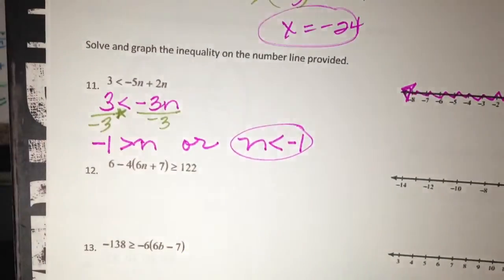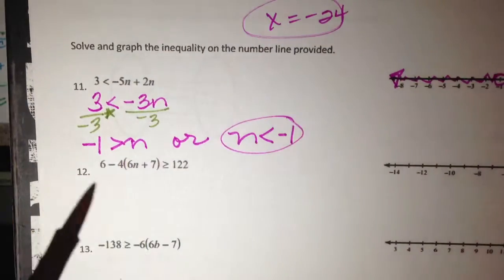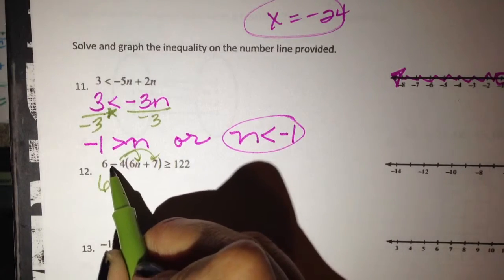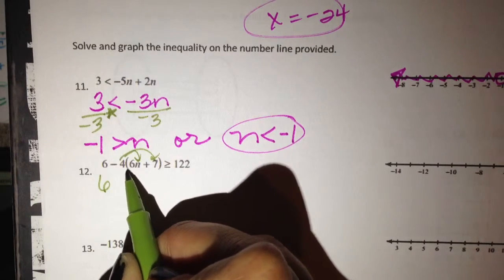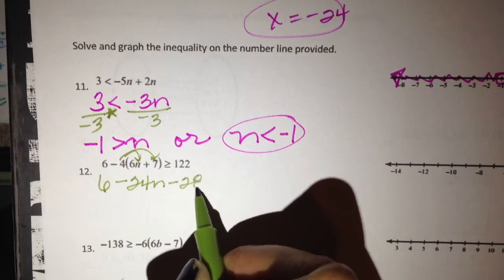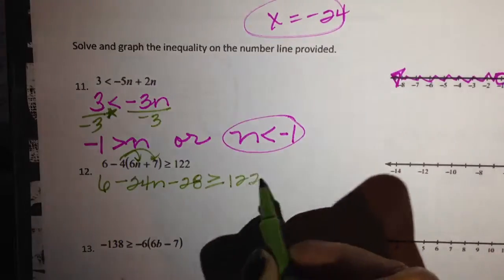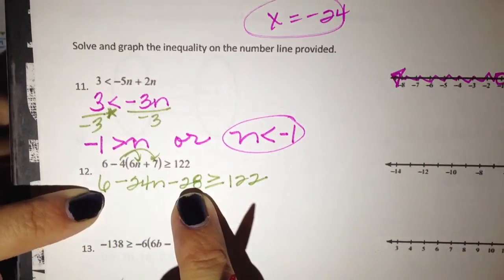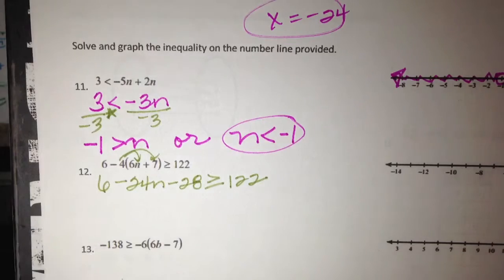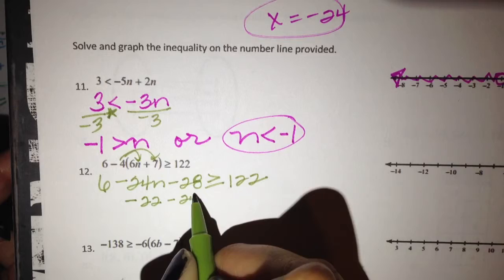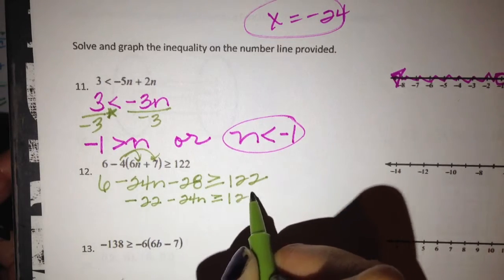In number 12, like I would solve an equation, I'm going to start by distributing. In this case, distributing a -4. -4 times 6n is going to be -24n. -4 times 7 is going to give me a -28. That's greater than or equal to 122. I'm going to combine like terms on the left-hand side, and the like terms that I have are 6 minus 28. And 6 minus 28 is going to result in -22 minus 24n is greater than or equal to 122.